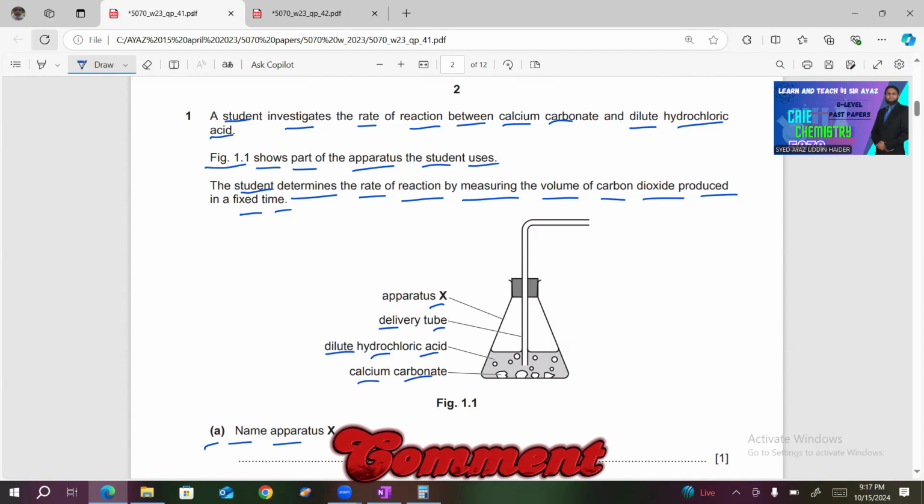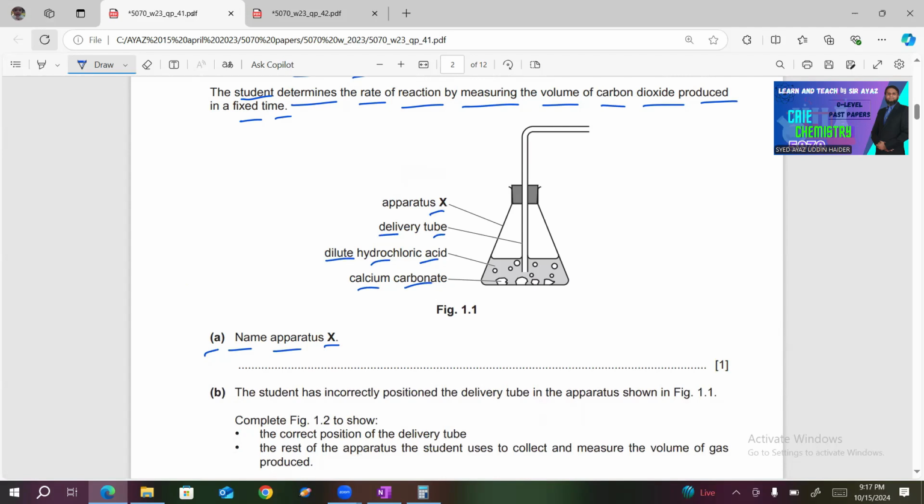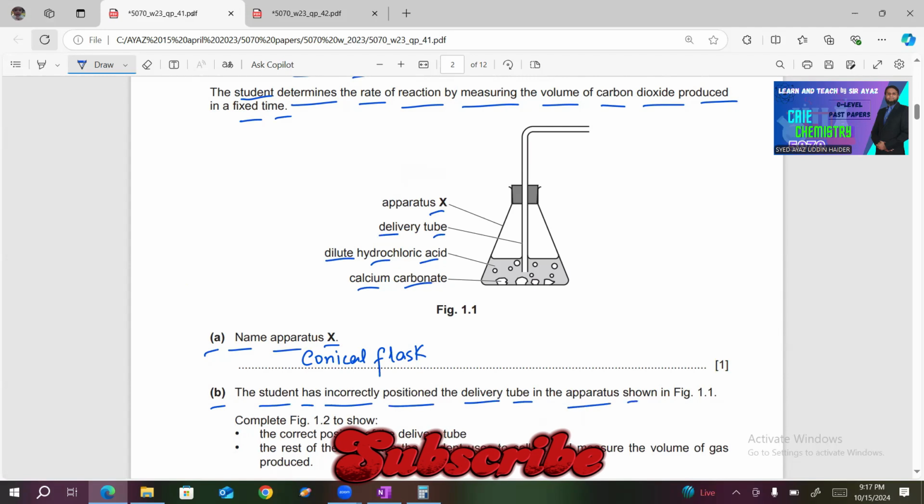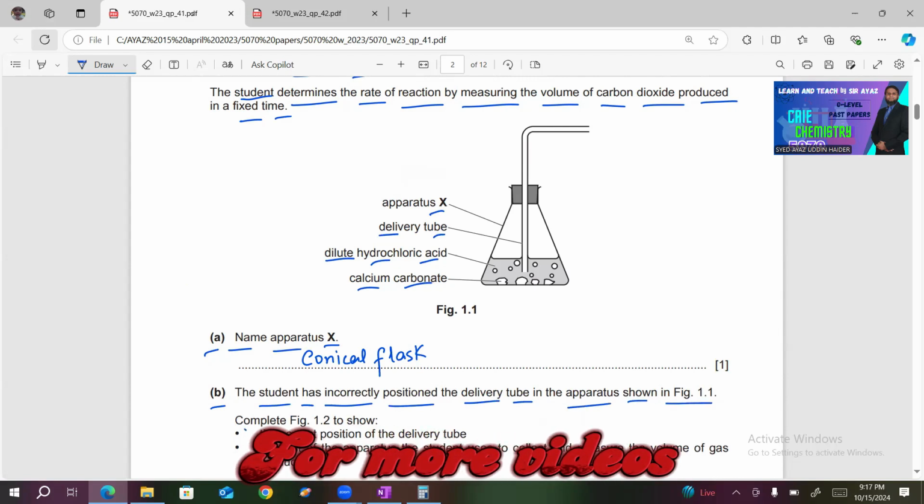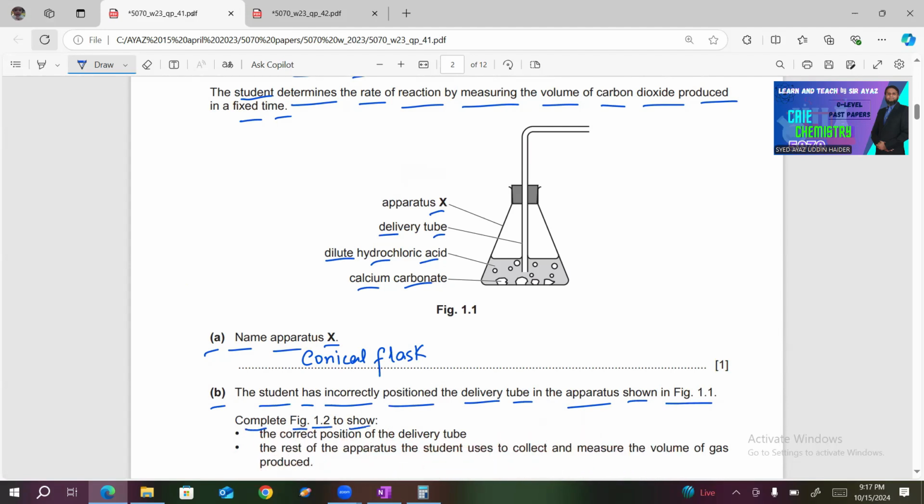Part A, name apparatus X. Now this apparatus is known as conical flask. So you'll write conical flask here. Part B, the student has incorrectly positioned the delivery tube in the apparatus shown in figure 1.1. Complete figure 1.2 to show the correct position of the delivery tube. The rest of the apparatus the student uses to collect and measure the volume of gas produced.